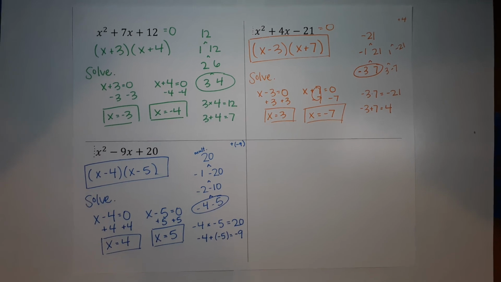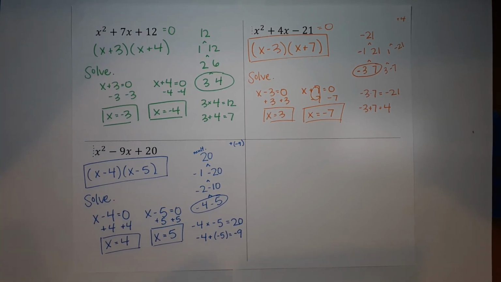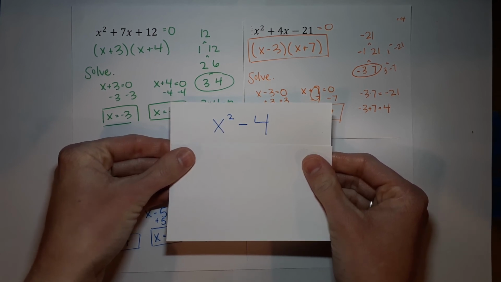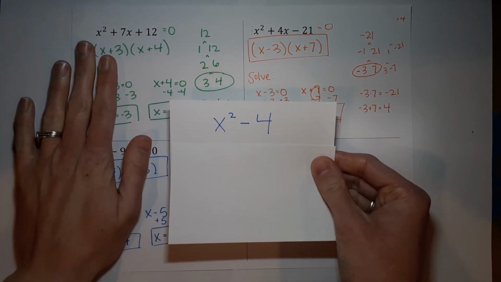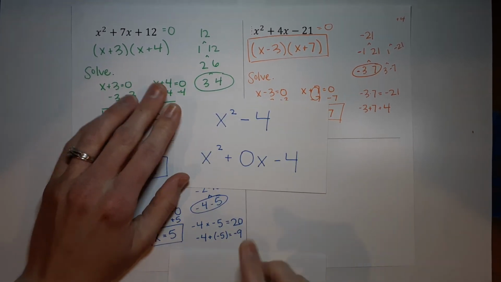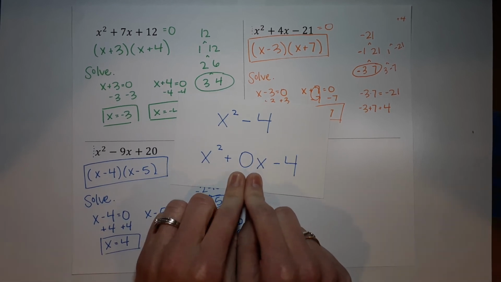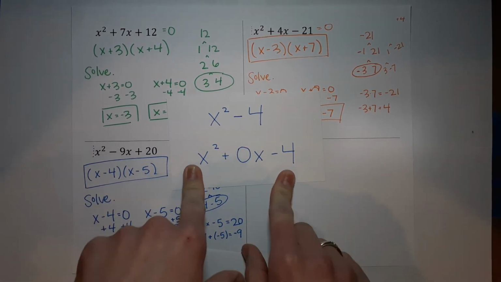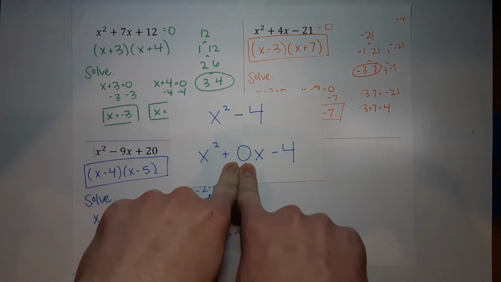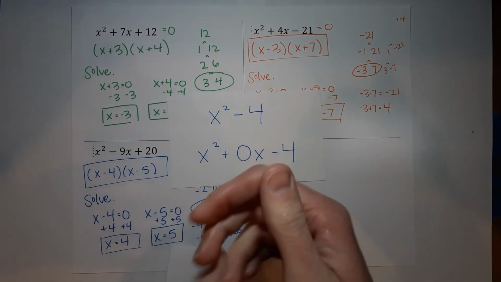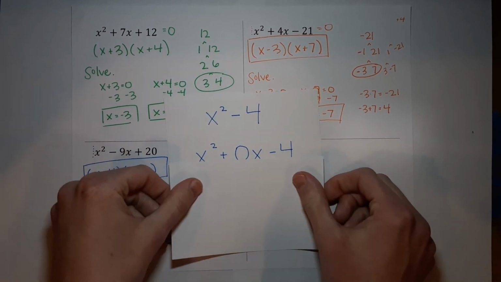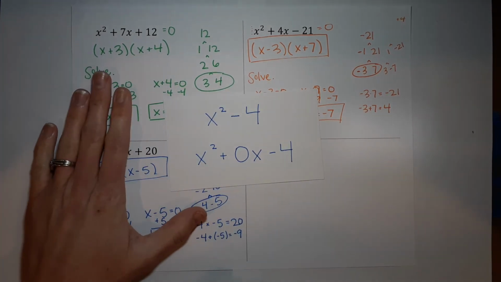One last thing I did want to mention is, what if you get a problem like this? Well, there's a couple different things you could do. But for this way that we've been learning, you might go, there's no x. Well, guess what? There are 0 x's. So with this one, it would be -4 times 1. So you get the -4 that you're trying to multiply to, and you're trying to add to 0. So it would be 2 and -2. Okay. That's just a note if you happen to run into one like that you need to factor this way.